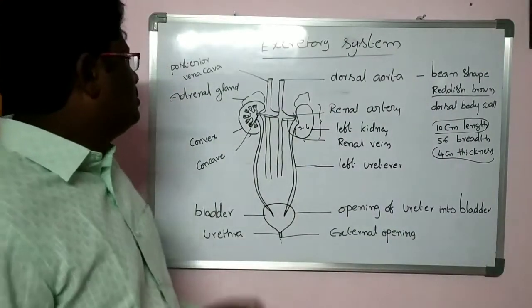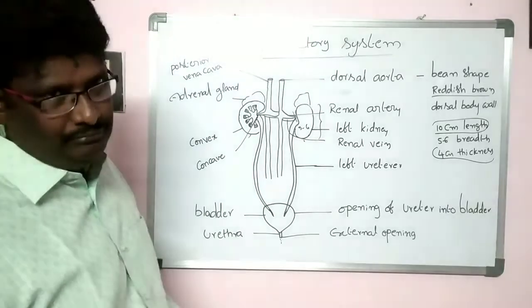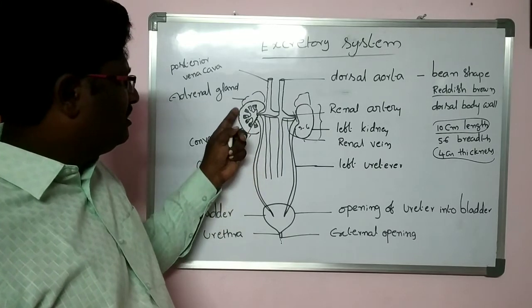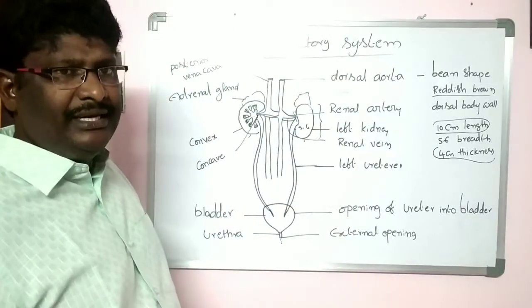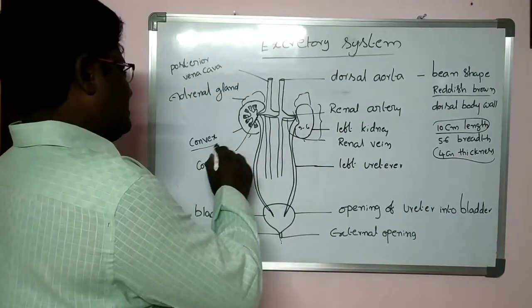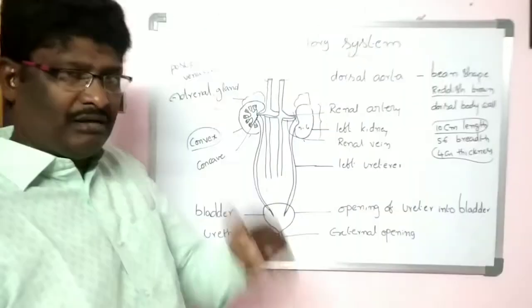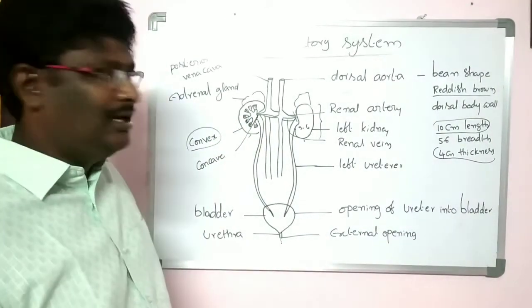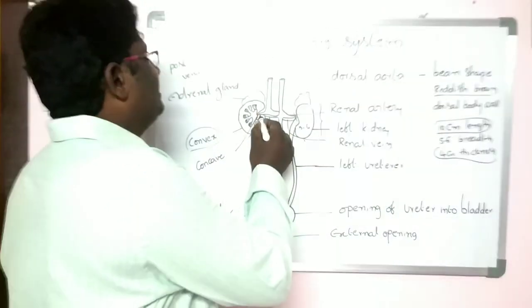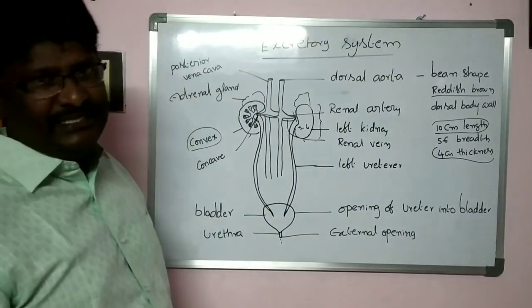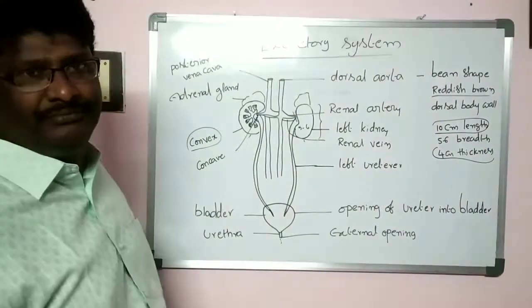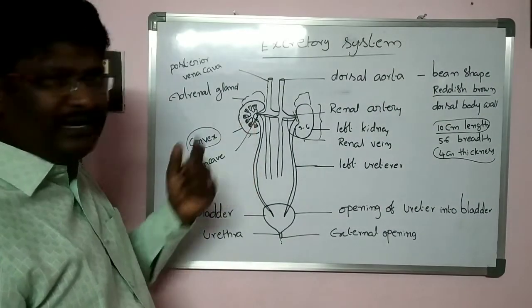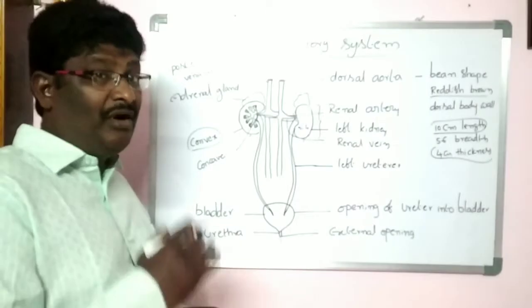The outside of the kidney is in the shape of convex, but inside, it is a concave shape. What is this? Concave shape. Inside concave, outside convex.